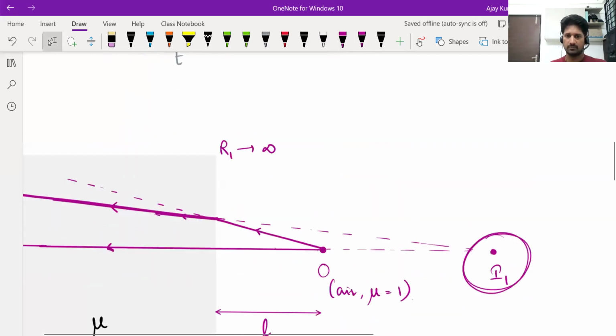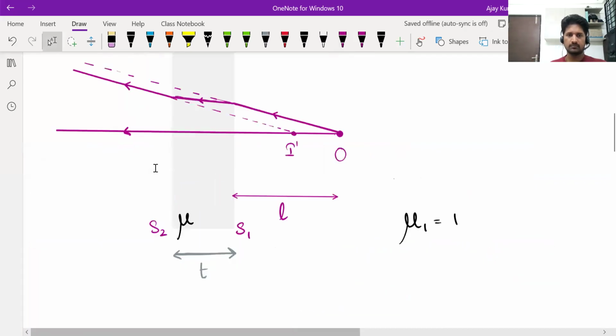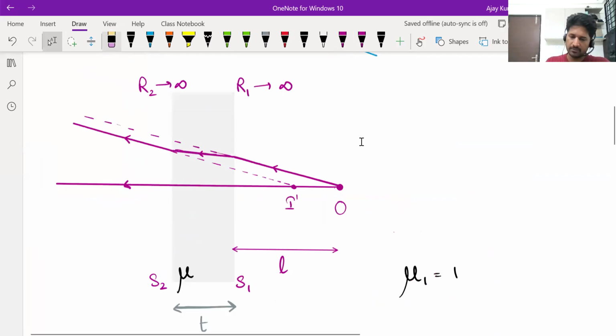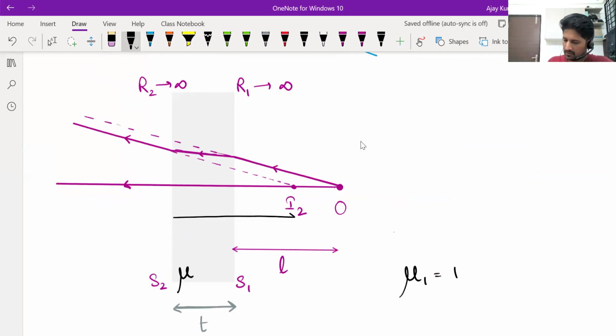Let's go back to the original diagram now. So the final image that the observer sees, you can call it I2, will be at a distance of T by mu plus L. Where was the object originally? It was at a distance of T plus L from the first surface. From the first surface, it was at an original distance of T plus L, but it appears to be at a distance of T by mu plus L. Mu being more than 1, T by mu plus L will be less than T plus L. So it appears closer.